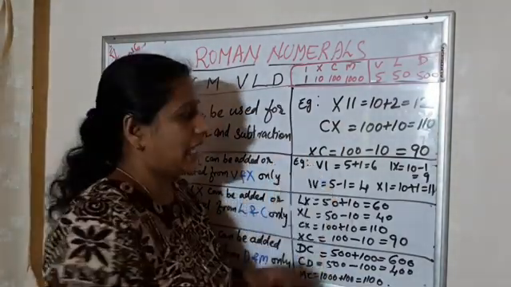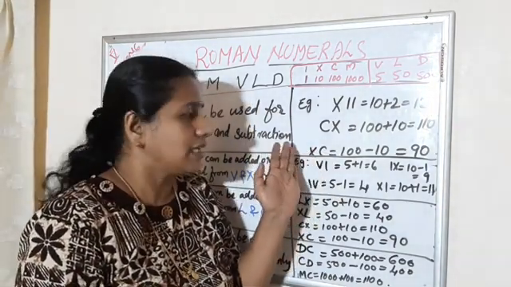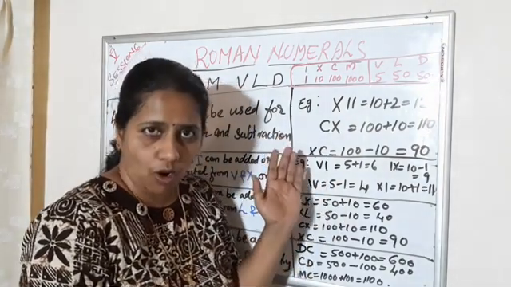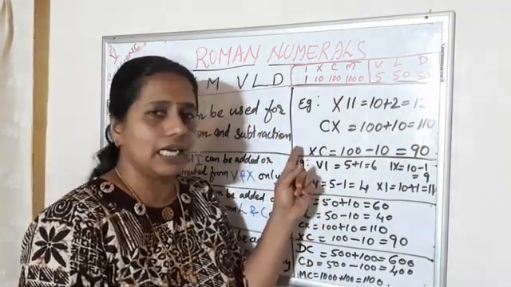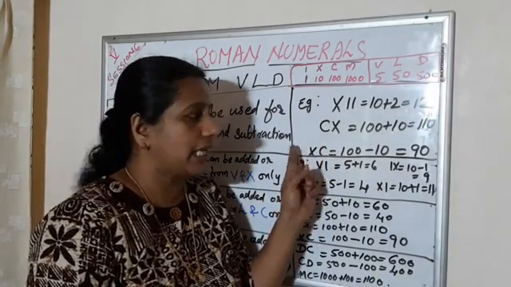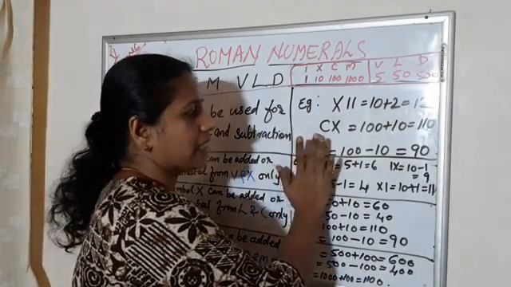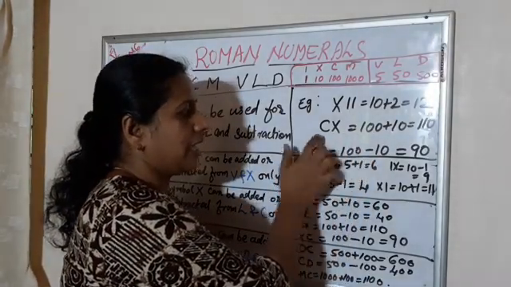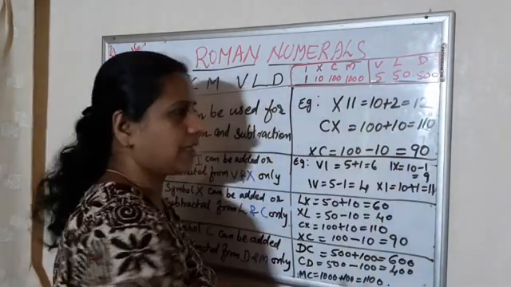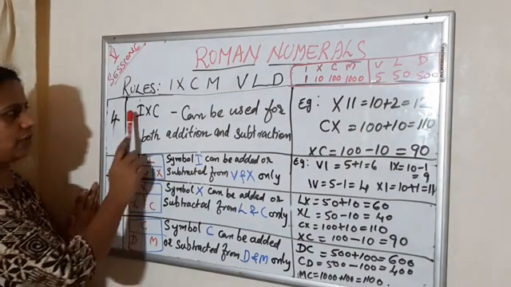XC means X is 10 and C is 100. That is, 10 is less than 100. And what I told you, if the smaller number came first, then you want to subtract it from the bigger number. So XC means 100 minus 10. That is equal to 90. Clear? Okay.